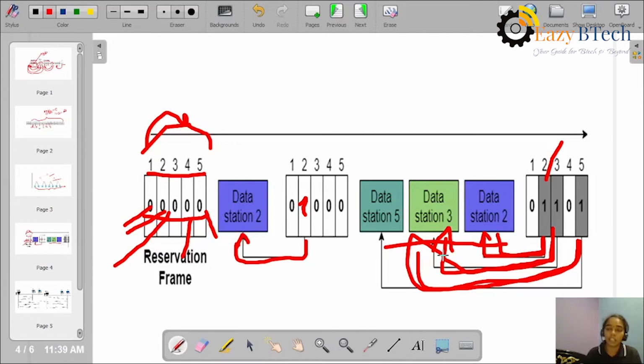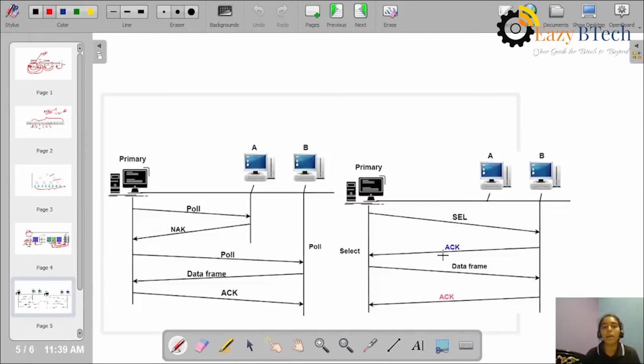Okay, every time. Next, polling. Polling means the concept of primary and secondary devices, in other words a server and client devices. We have only one primary device, and we can have any number of secondary devices. It's nothing but a server and client communication. Polling means whenever the primary device wants to receive data, a particular signal will be given, and that is polling.